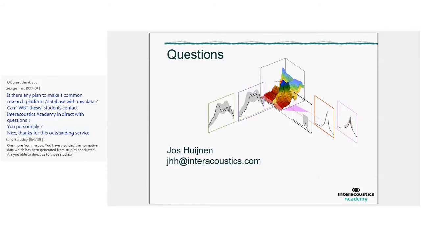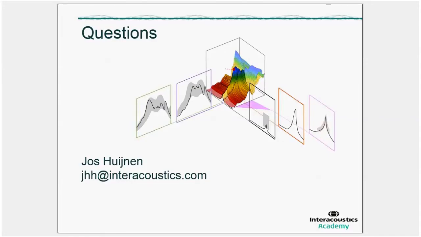Good. You have provided the normative data which has been generated from studies conducted. Are you able to direct us to those studies? Absolutely. We have the literature references to those studies. Some of the data sets also are not from published studies, but they were conducted by the same people. They never got the article published, but I can send you an overview of where the data comes from, what is published, what is not published, and who did it.